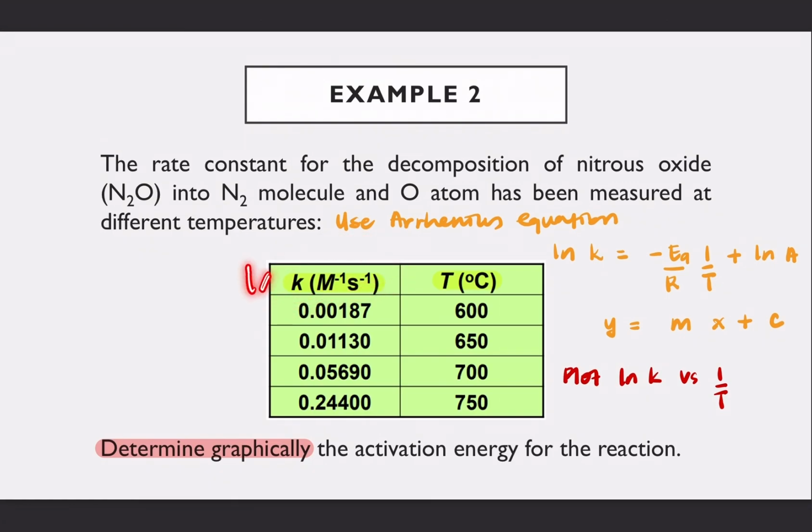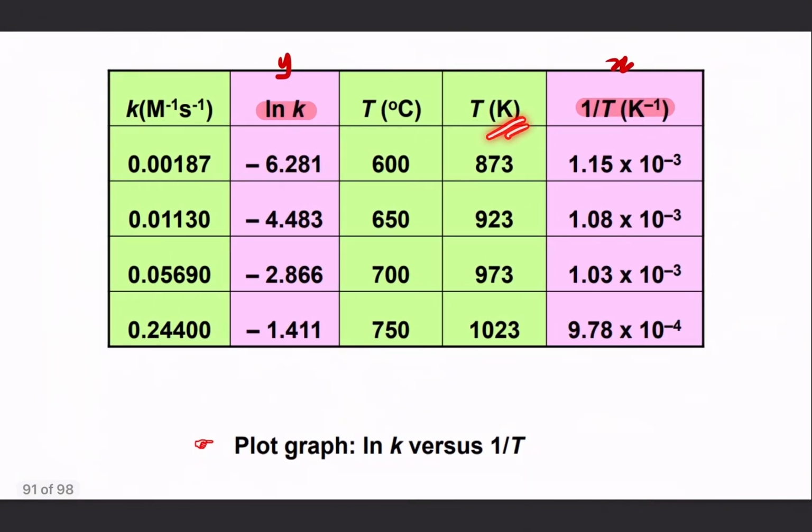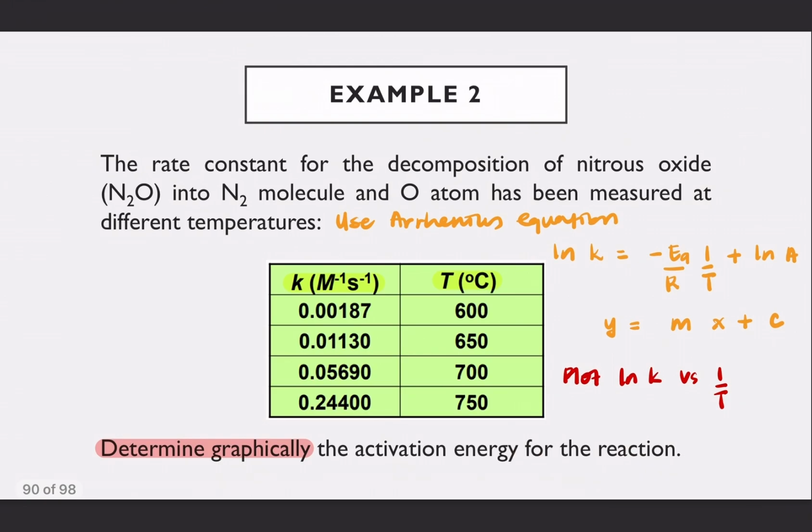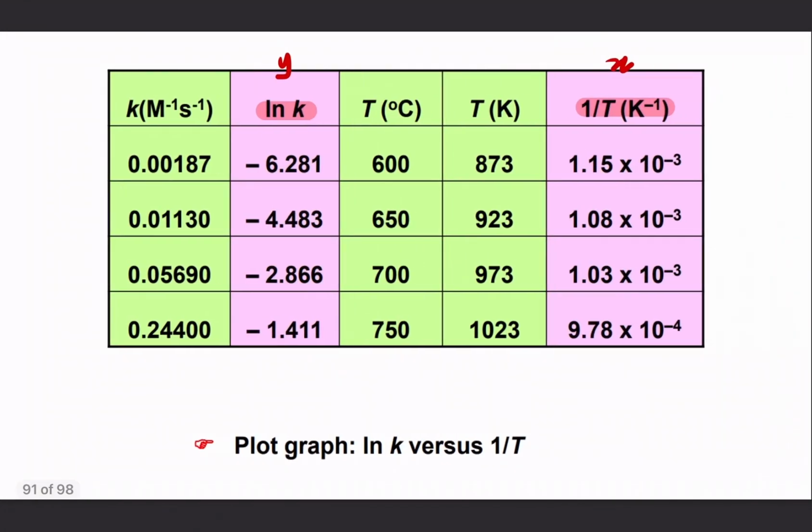You take the ln of the values, and then find 1 over T, and make sure it is in Kelvin. Then you know that your slope, your gradient, will be negative EA over R. So you have to find EA from the slope, and this is just your y-intercept. So make sure to do all this. Your temperature must be changed to Kelvin. Find 1 over T. So this is your y and this is your x.